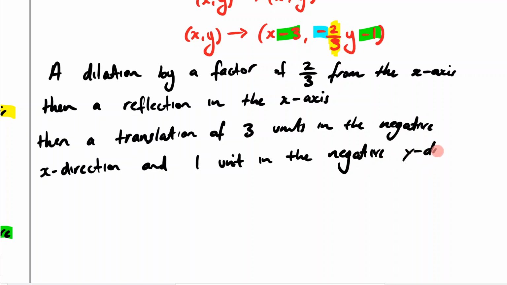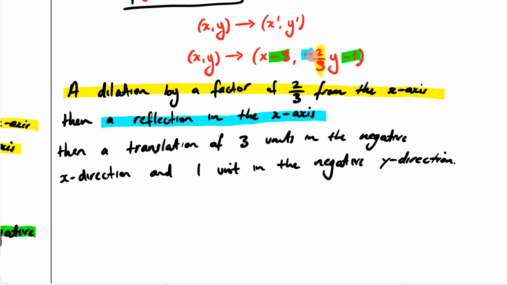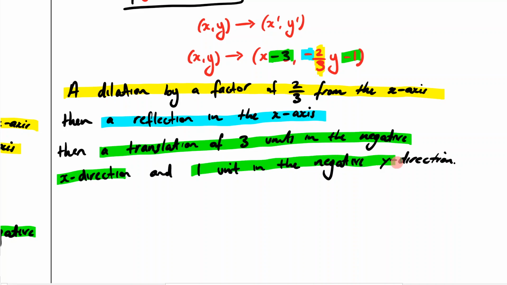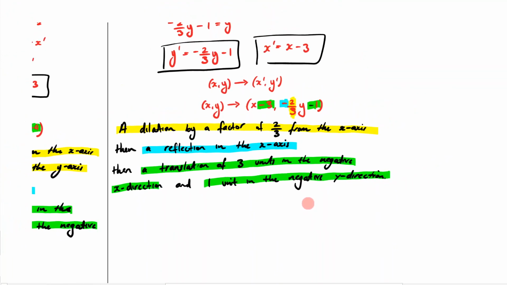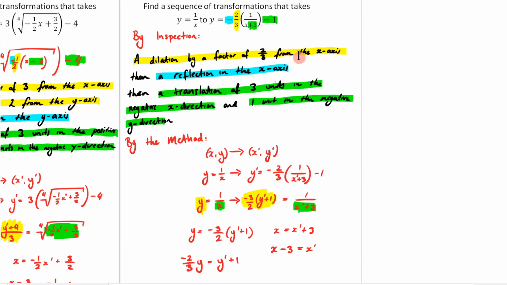If I could make it more exciting, I would, but unfortunately transformations aren't that exciting. So if I was to read this, dilation by a factor of 2/3 from the x-axis is read there. Then I read off my reflection. A reflection in the x-axis is seen there. And then finally, I've got a translation of 3 units in the negative x direction, which can be seen there, and 1 unit in the negative y direction, which can be seen there. And that answer is the same as we got all the way up here: a dilation of 2/3 from the x-axis, a reflection in the x-axis, a translation of 3 units in the negative x direction, and 1 unit in the negative y direction.